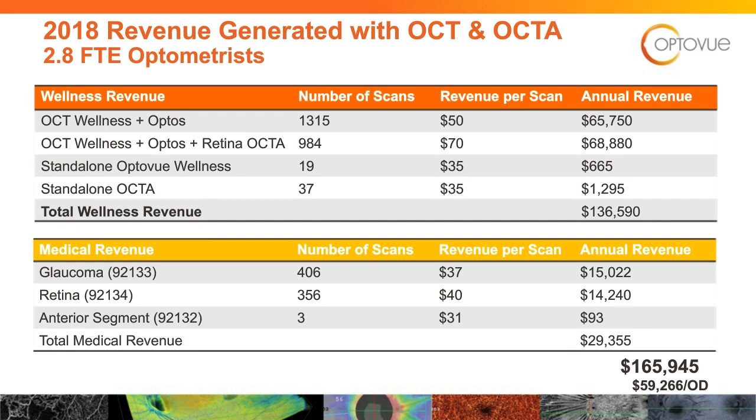That totals $165,000 between 2.8, which is 4 optometrists in our practice, but full-time equivalent. So you divide that out. Basically, each optometrist in the practice is generating about $60,000 with using wellness and the medical.